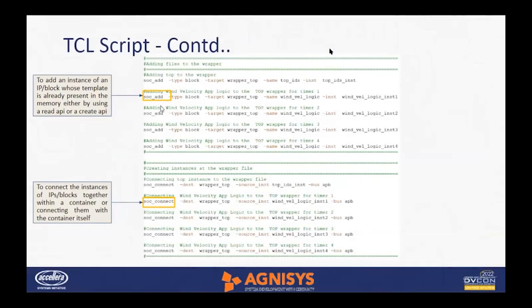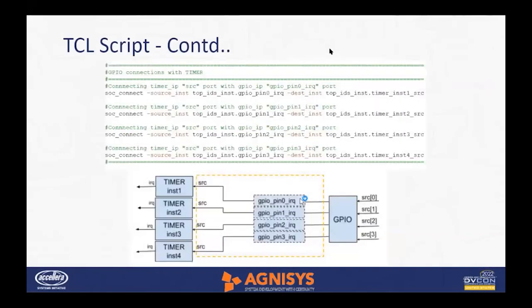So the next step is soc_add and soc_connect to connect the instances of IP blocks together within a container or connecting them with a container itself. Here you can see the GPIO interface takes in 4 sources from the tachometer present, and it generates 4 interrupts, which further go on to 4 different timers, and the timer will then count the pulses and further give out the information to the application logic.